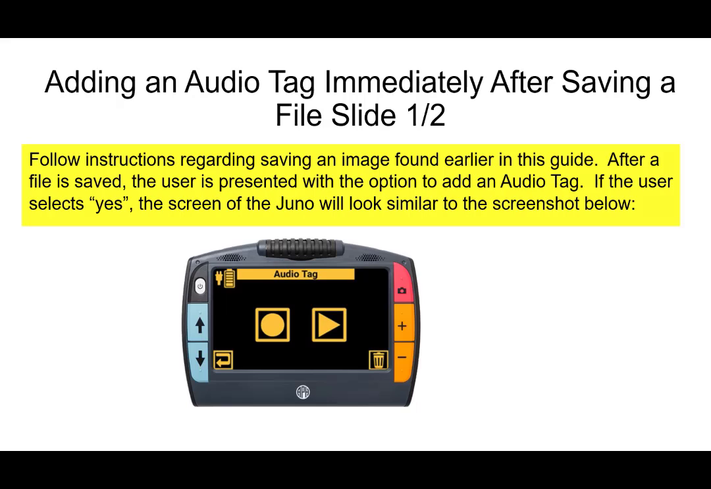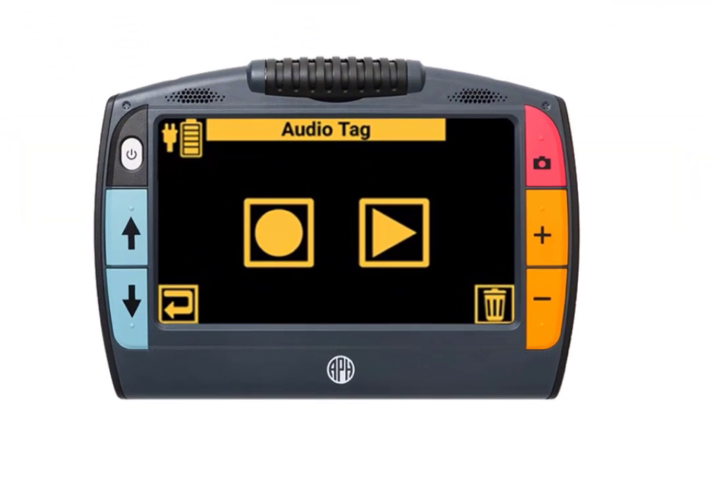So after the file is saved, the user is going to get an option to add an audio tag. If they select yes, the screen of the Juno is going to look similar to the screenshot below. And this screenshot has all of the buttons that we're going to see on the next slide, where we're going to identify what they are and what they do.